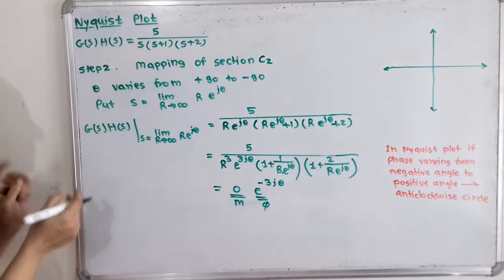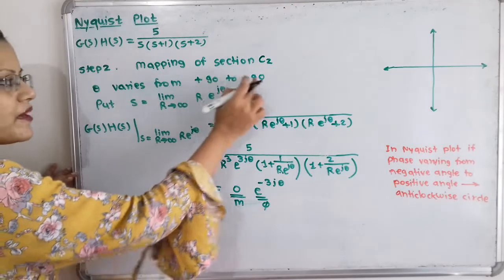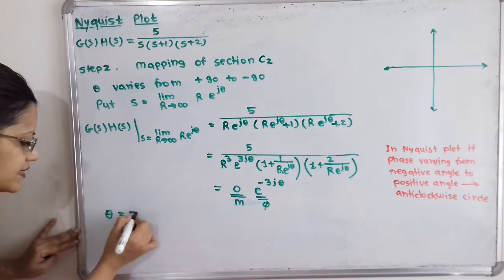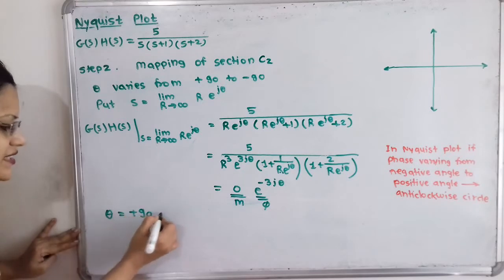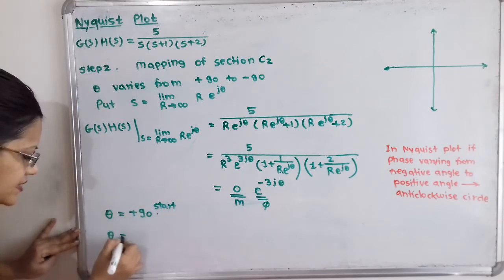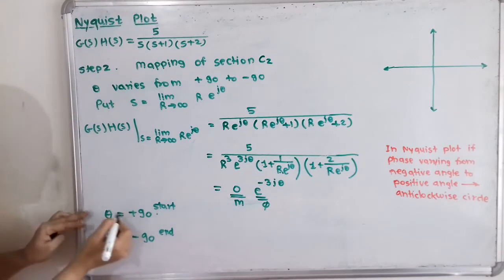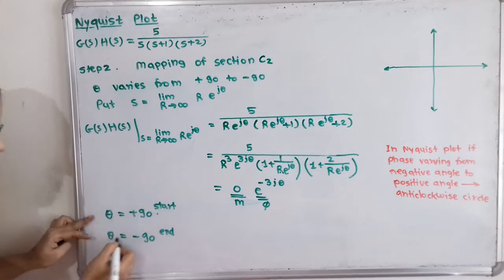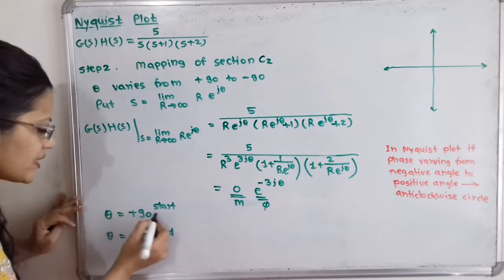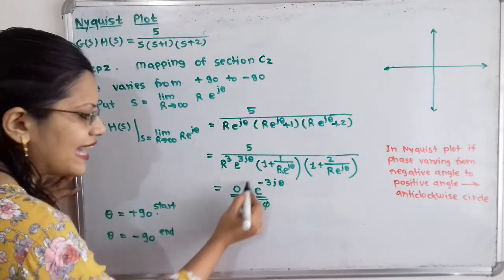Now we know that this phase angle, or we can say theta, varies from plus 90 to minus 90. So I will write here when theta is equal to plus 90, this is the start point, and theta is equal to minus 90, this is the end point. That is, the start of section C2 is at plus 90 and the end of section C2 is at minus 90. So what is the answer for this given transfer function?